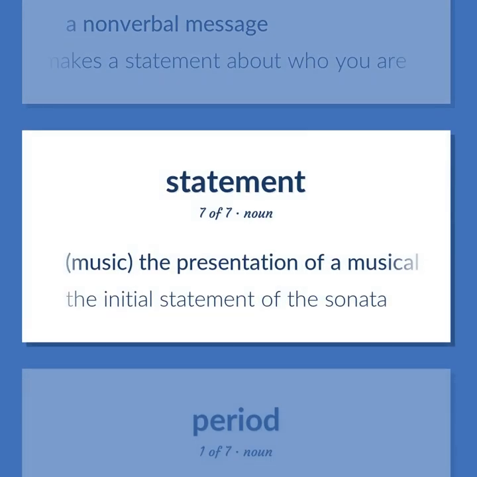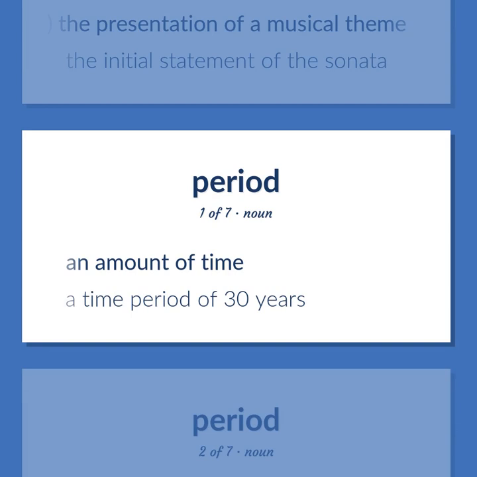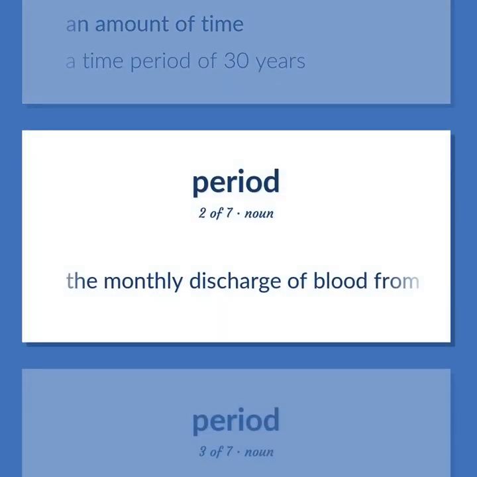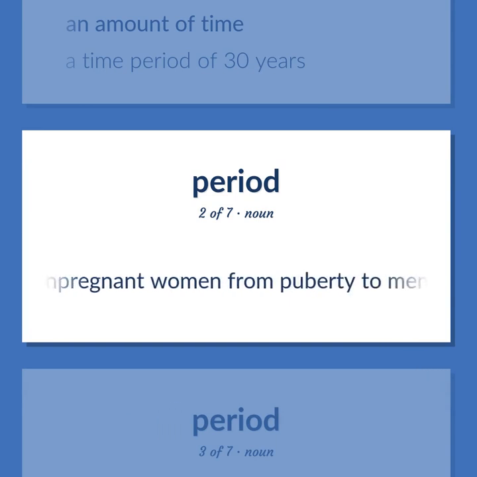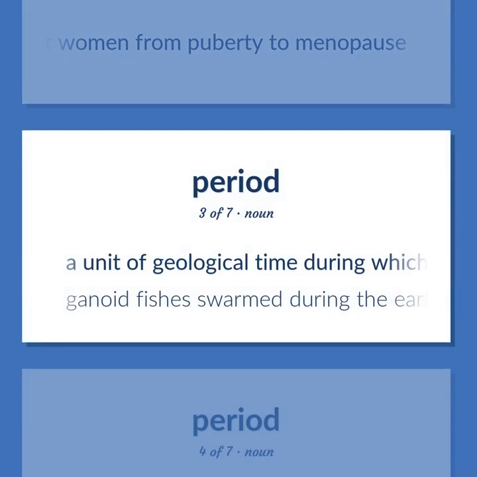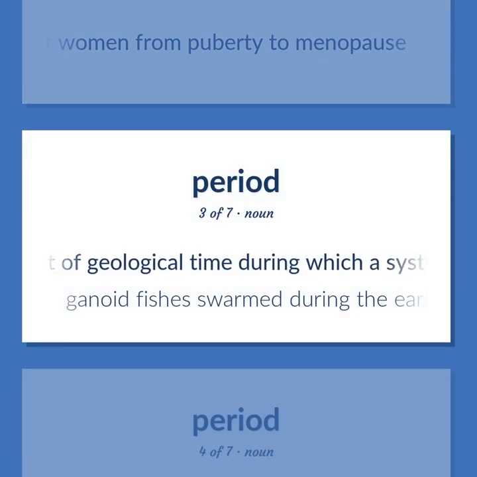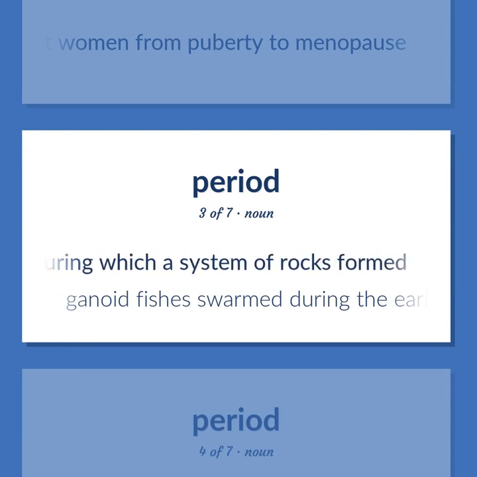Music, the presentation of a musical theme. The initial statement of the sonata. An amount of time. A time period of 30 years. The monthly discharge of blood from the uterus of non-pregnant women from puberty to menopause. A unit of geological time during which a system of rocks formed. Ganoid fishes swarmed during the earlier geological periods.